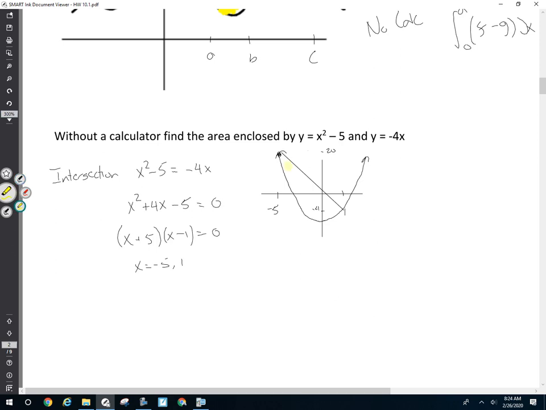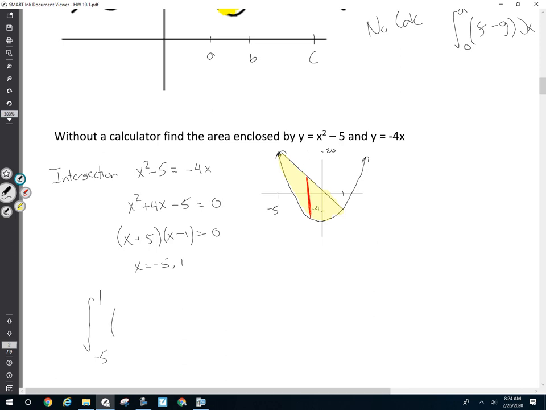Let me just fill it in so you can see it, and then draw a representative rectangle. So here's my rectangle. I'm going to be summing up the areas of these rectangles. So I'm taking an infinite sum of the areas starting from an x value of -5, going to an x value of 1. The heights are a top minus the bottom.